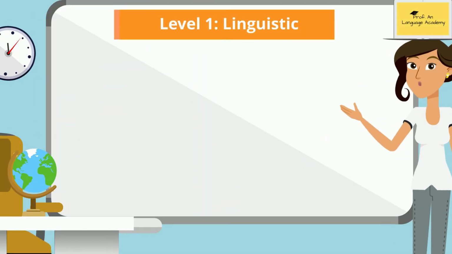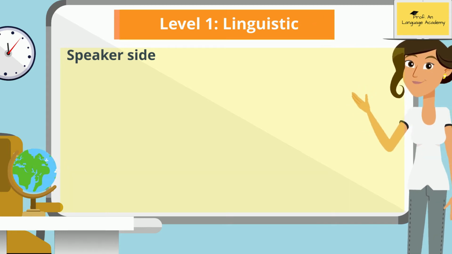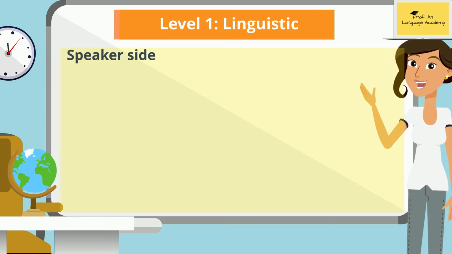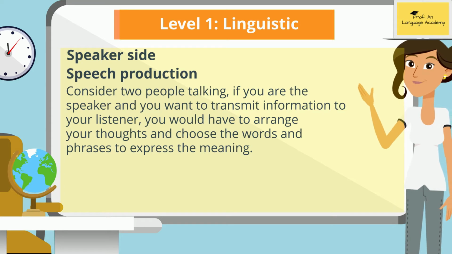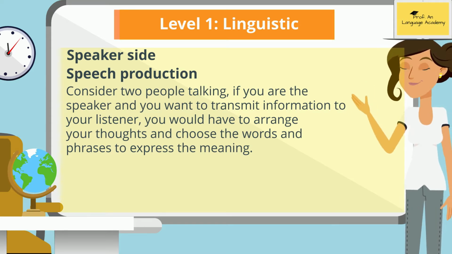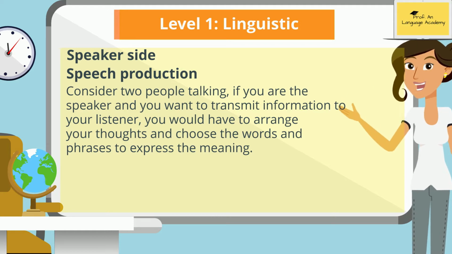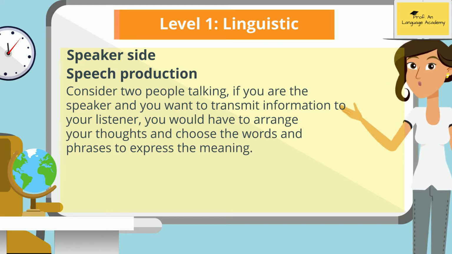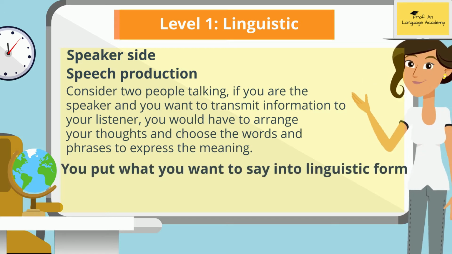The first level is linguistic level. It involves the speaker planning to produce speech. Consider two people talking. If you are the speaker and you want to transmit information to your listener, you would have to arrange your thoughts and choose the words and phrases to express the meaning. You put what you want to say into linguistic form.